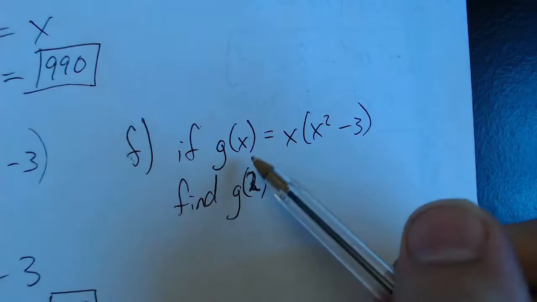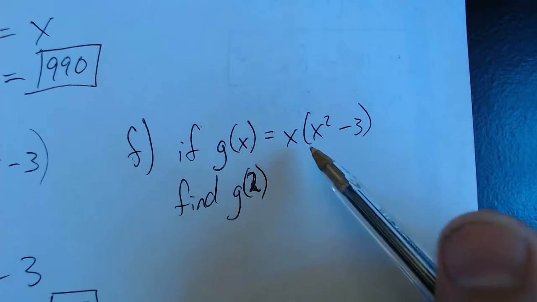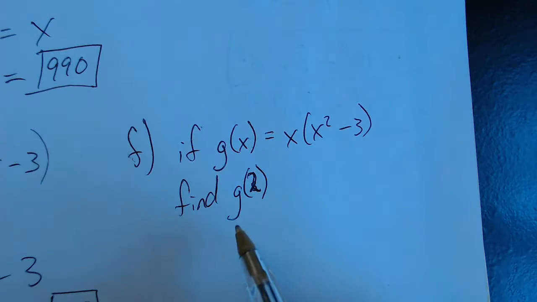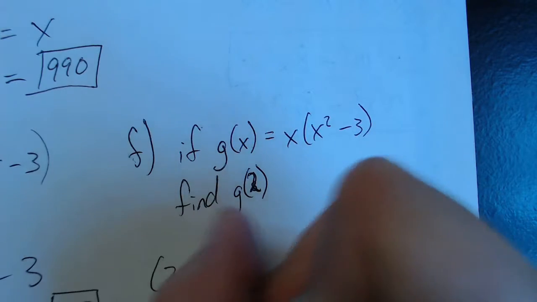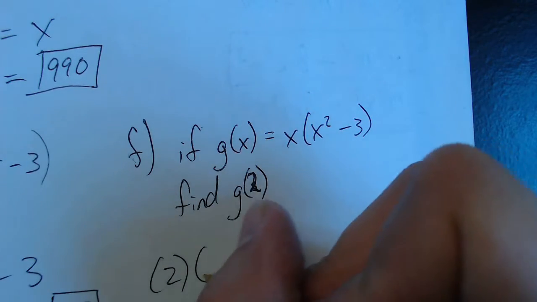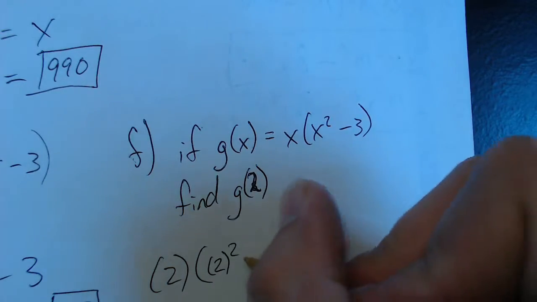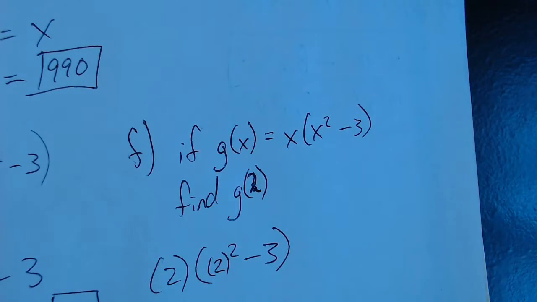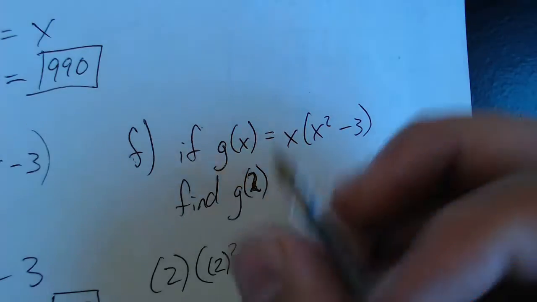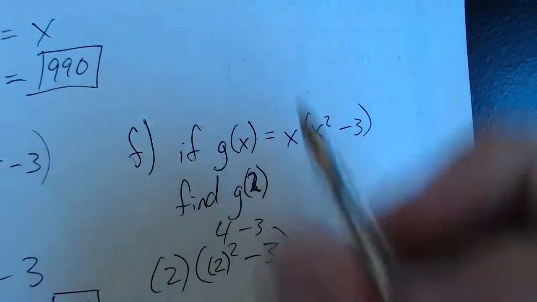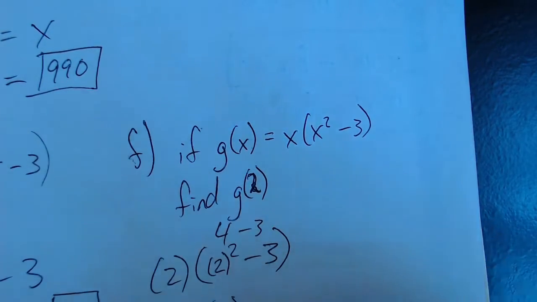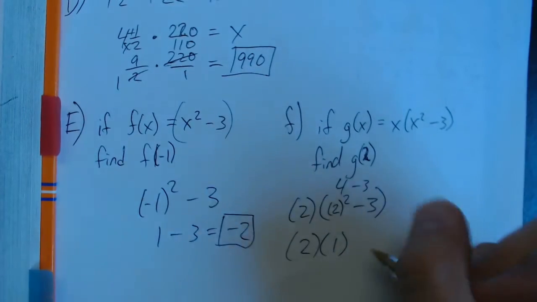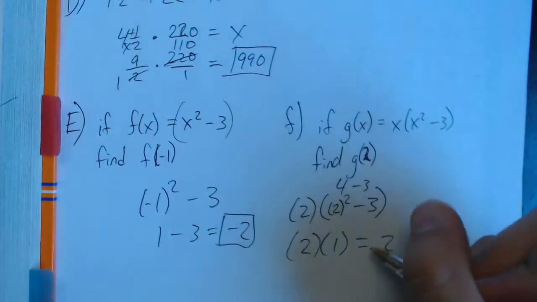Now let's do it again on F. They give us the function g of x equals x times parentheses x squared minus 3, and we have to find g of 2. So we're just going to take 2 and plug it in for every value of x. So we'll have 2 times parentheses 2 squared minus 3 end parentheses. To solve this, 2 squared is just going to become 4. 4 minus 3 will give us 1. So then we just have 2 times 1. And 2 times 1 is just going to equal 2. So the answer to F is just 2.